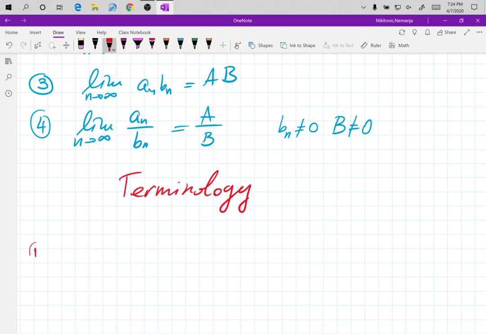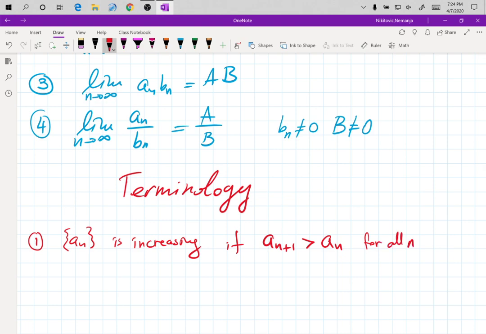Number 1. An is increasing if an plus 1 is larger than an for all n. Does this make sense? Yeah. This is the term, and this is the next term. You see that the next term should always be bigger than the previous term, right? So clearly you're going up, right?